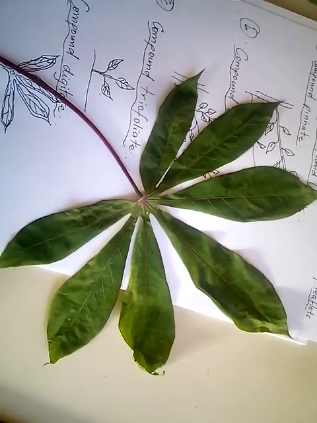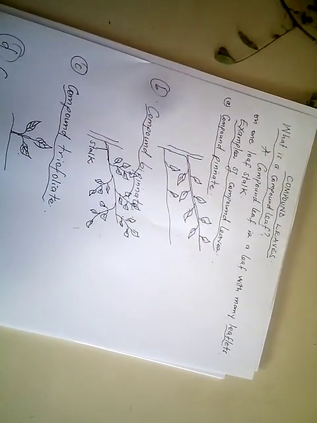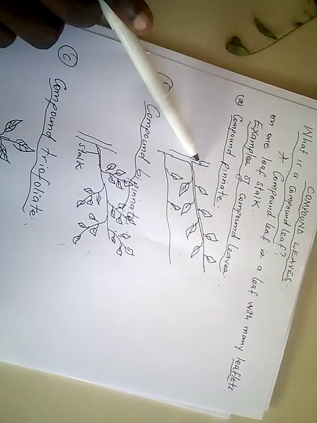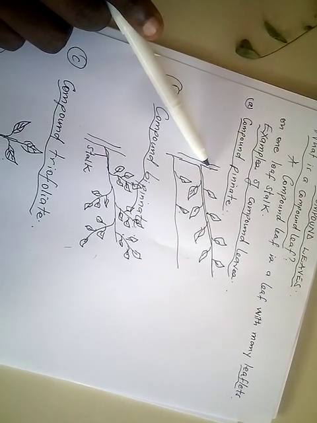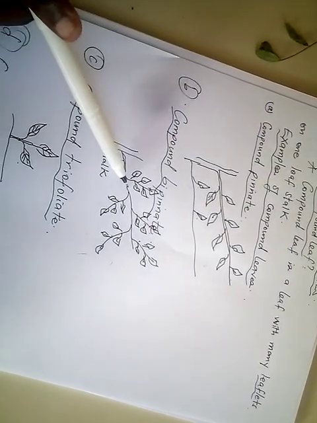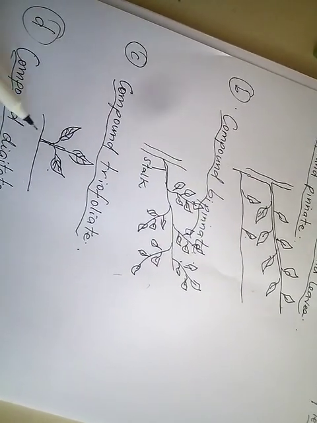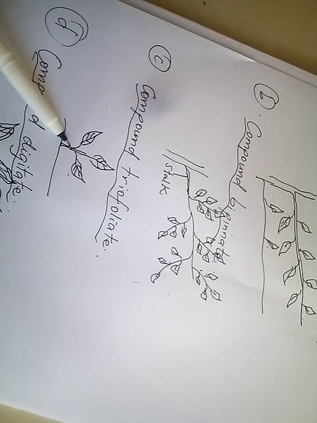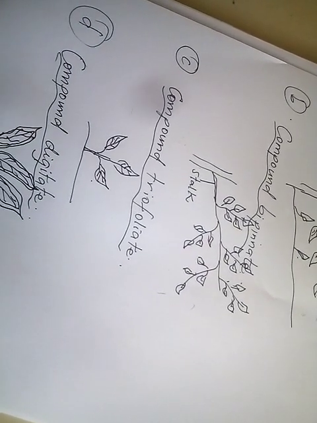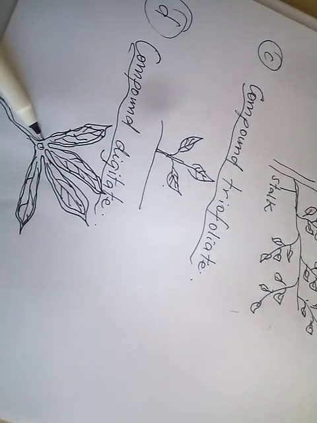So viewers, those are the examples of compound leaves that we have. We have the compound pinnate, and we have the compound bipinnate. The difference is with the arrangement of the leaflets. We have the compound trifoliate and we have the compound digitate.